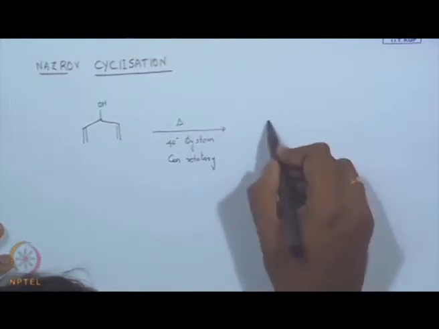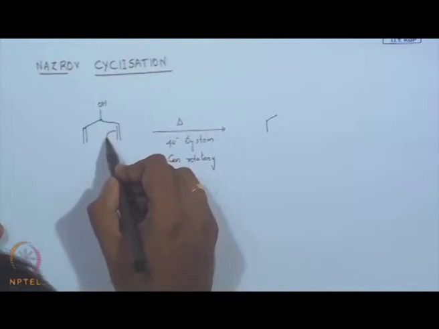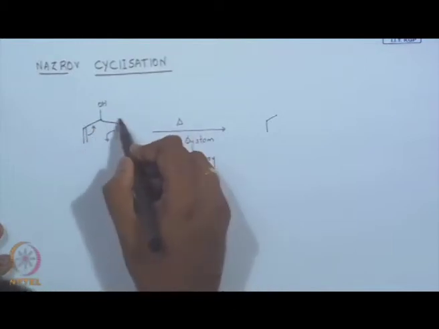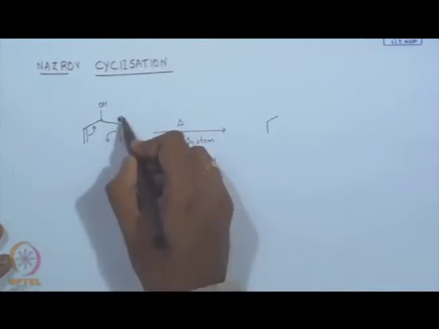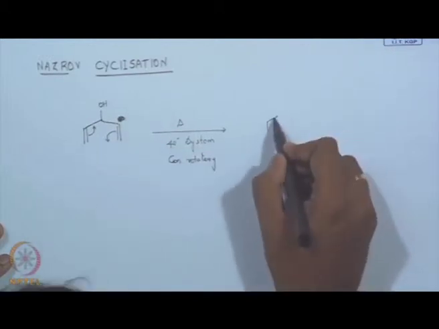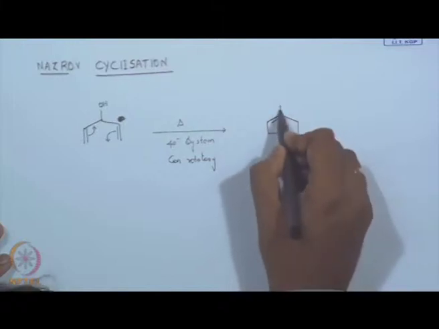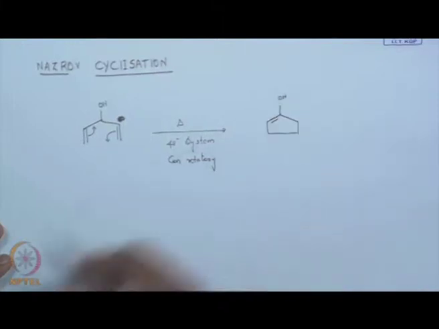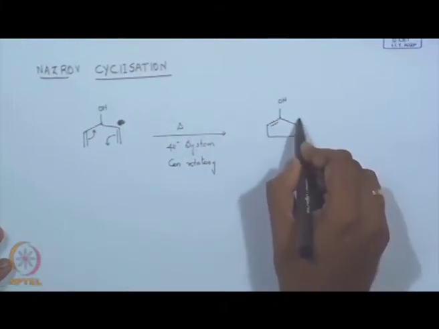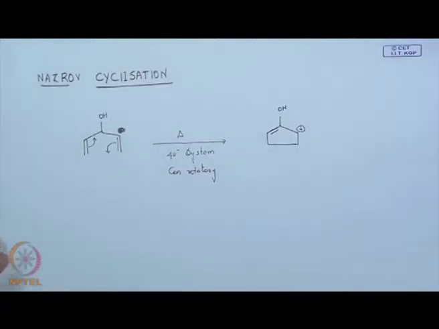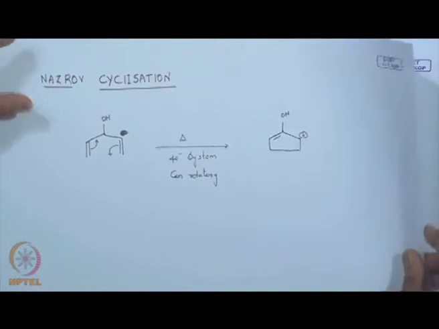So, if you see this, you get this one, okay, you have a positive charge, sorry, you get this. So, you can get a cyclic product with OH, okay, but you will have a positive charge here. Fine, this is the simplest Nazarov cyclization. Okay. So, based on that, we will see one good example of Nazarov cyclization.